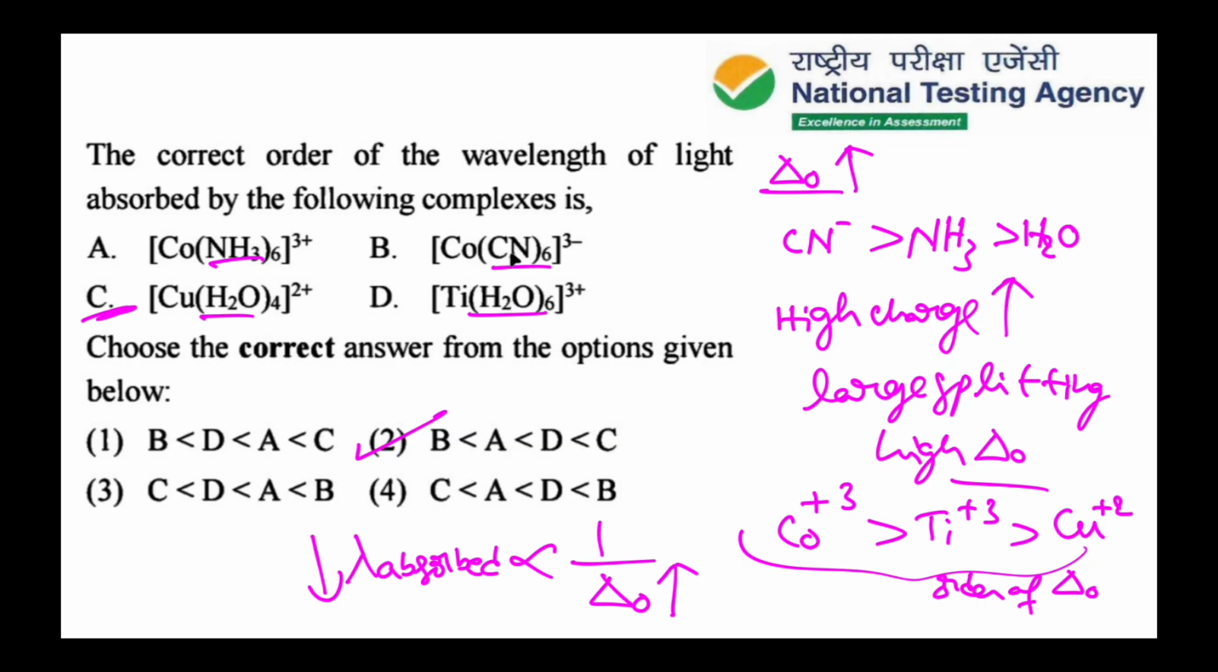In between these two complexes A and B, CN is a strong ligand, that's why large splitting, higher delta O, so less wavelength will be absorbed. So option B absorbs the least wavelength. So the sequence of wavelength is C greater than D greater than A greater than B.